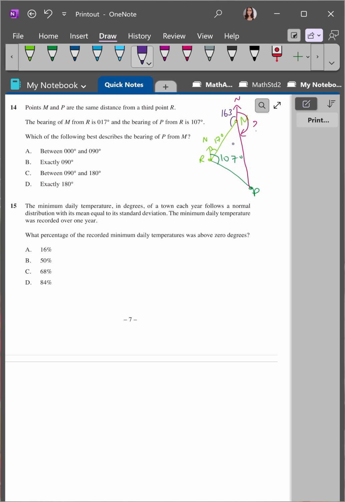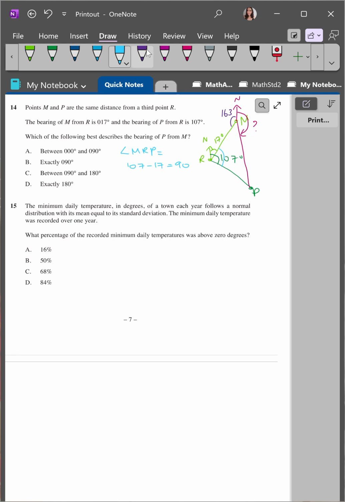Secondly, we know that the degrees of the interior angles of a triangle equal 180. So if we look at this, to find this angle, we can take 107 minus 17. So the angle MRP equals 107 minus 17, and this equals 90. Which means that this is a right angled triangle. So since these two sides, they're equal, it means that it is an isosceles triangle.